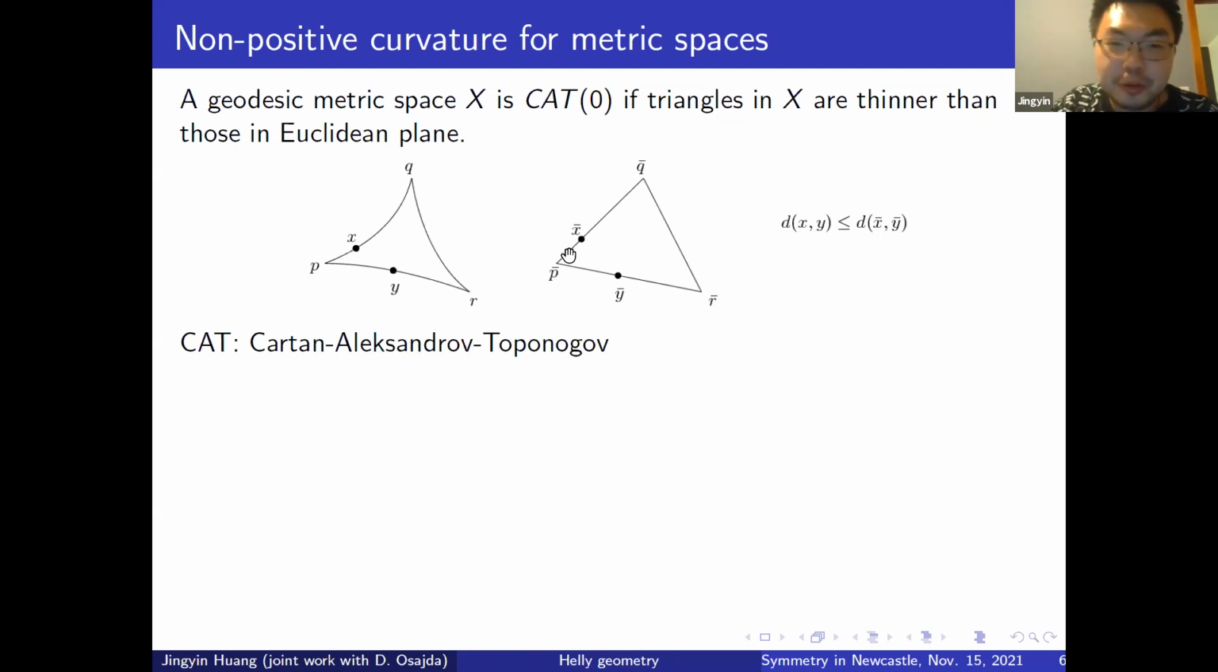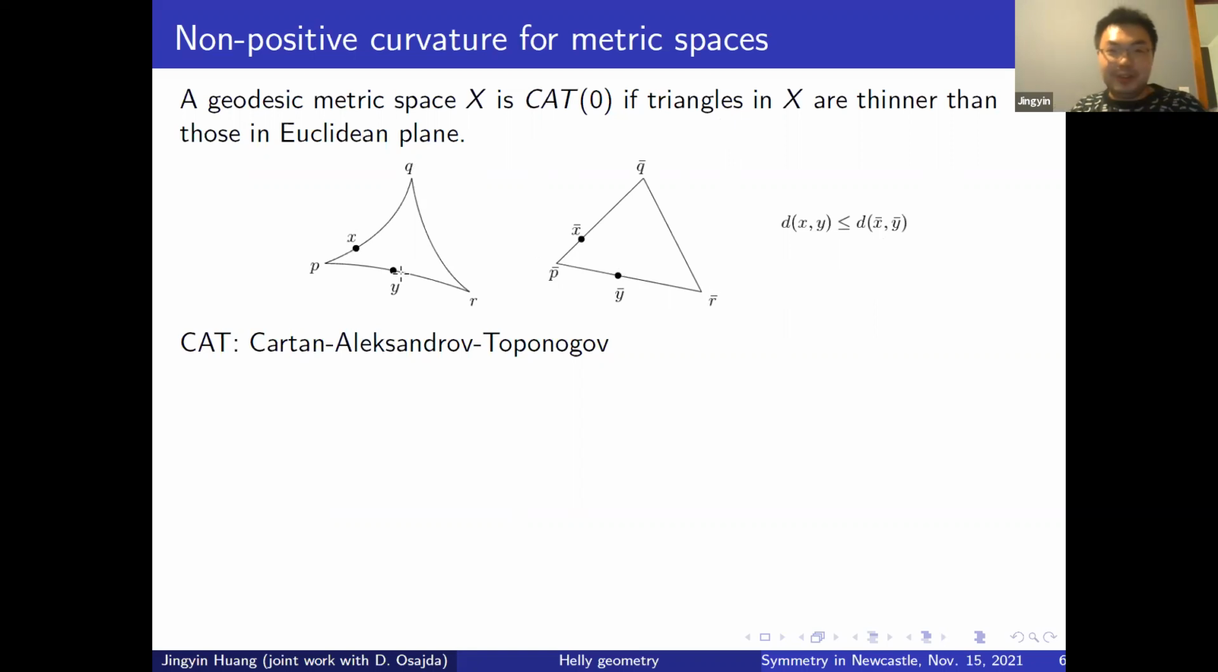And then we can draw 2 comparison points X bar, Y bar in the triangle in the Euclidean space. Basically, we require the distance between P bar, X bar is equal to the distance between P, X, and the distance between P bar, Y bar is equal to the distance between P, Y. And by saying that this triangle is thinner than that triangle, the condition I want to require is that the distance between X and Y is always less than or equal to the distance between X bar, Y bar, no matter what kind of triangle you pick and what kind of X, Y you pick in a triangle.